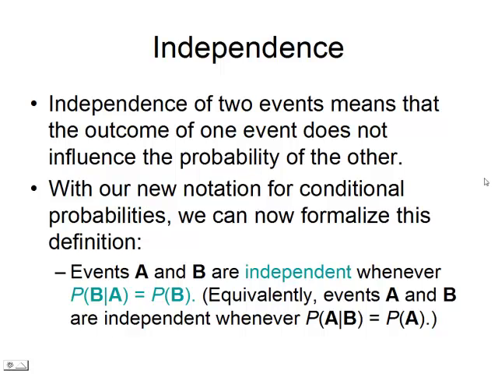Independence of two events means that the outcome of one event does not influence the probability of the other. With our new notation for conditional probabilities, we can now formalize this definition. Events A and B are independent whenever the probability of B given A is equal to the probability of B. Equivalently, events A and B are independent whenever the probability of A given B is equal to the probability of A.